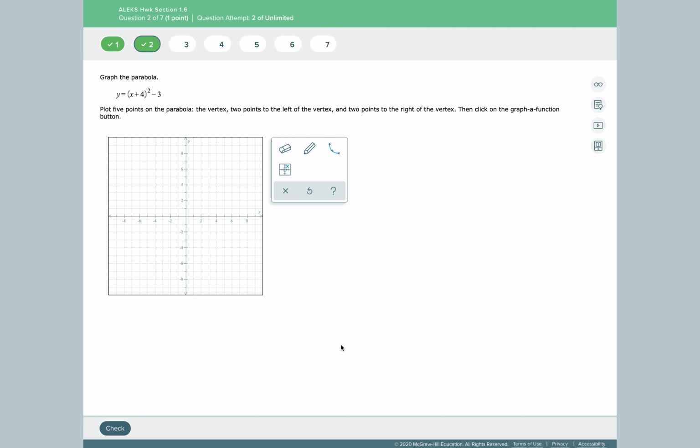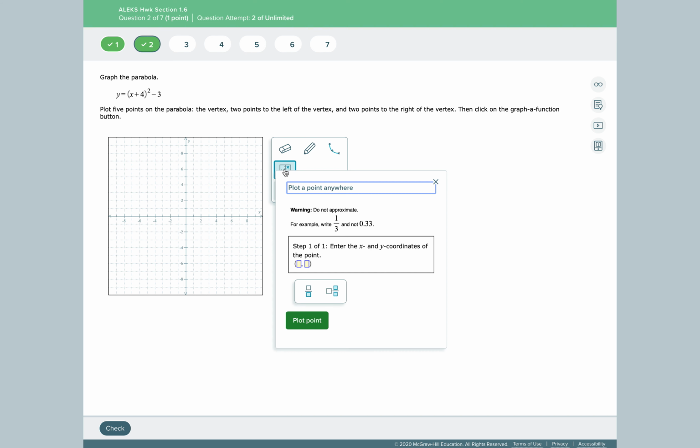For graphing the parabola, represented by the function y = (x + 4) squared - 3, we can make this x + 4 equal to 0. So if I have x at -4, then -4 + 4 is 0, squared is 0, minus 3, so we have a point at -3. I can plot this, and if x is -3, -3 + 4 is 1, squared is 1, minus 3 is -2.